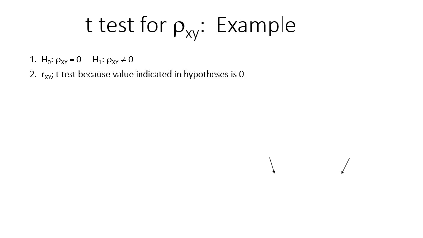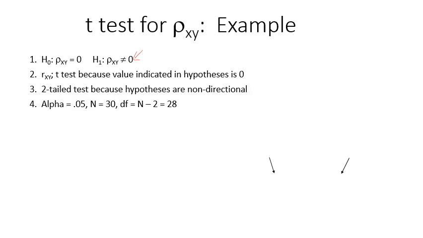This is a correlational t-test because the value indicated in the hypothesis is 0. As I said before, if you're comparing to 0, you do a t-test. If you're comparing to any value other than 0, you do a z-test. We are comparing to 0, therefore we are doing a t-test. It's two-tailed, non-directional. Our alpha is 0.05, our n here is 30, and our n minus 2 is 28.